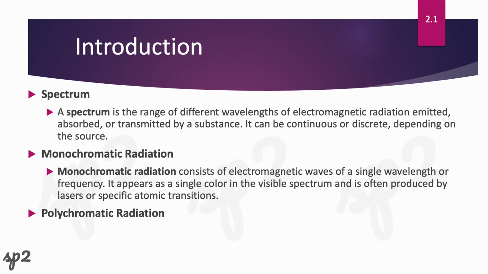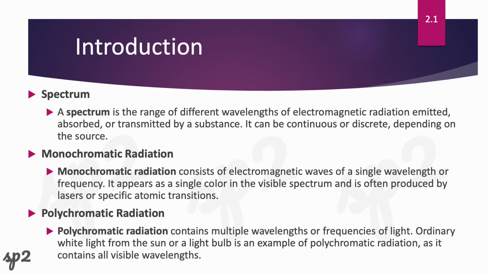Then we have polychromatic radiation, and these contain multiple wavelengths. Poly means multiple wavelengths or even frequencies of the light. If you look at white light from the sun, or maybe just a lamp, these are simple examples of sources that produce polychromatic radiation. They contain all visible wavelengths.